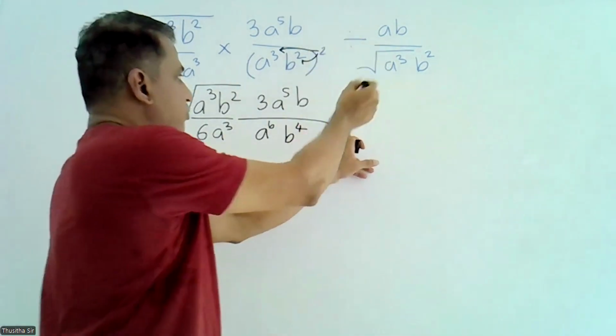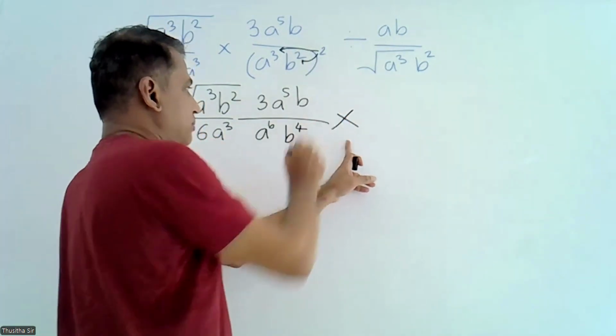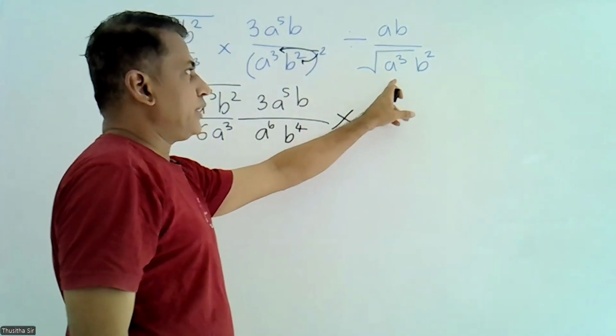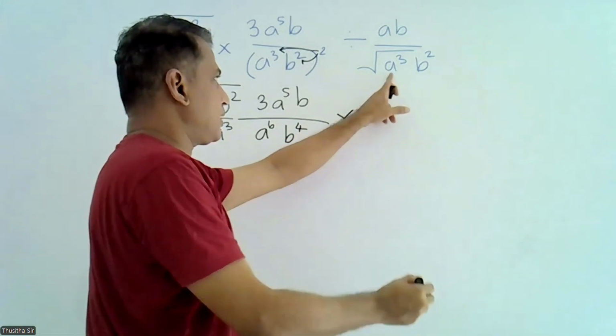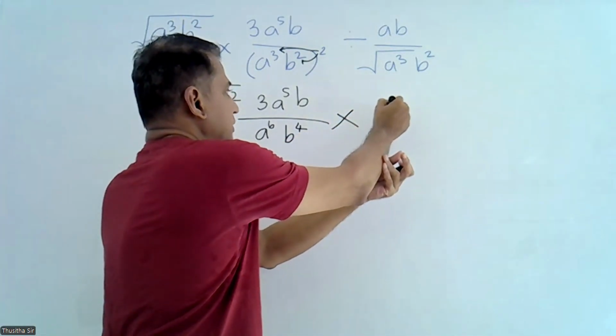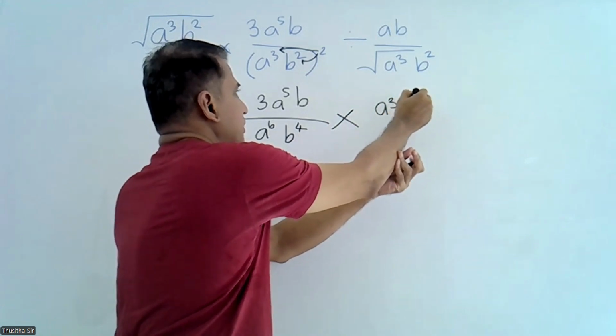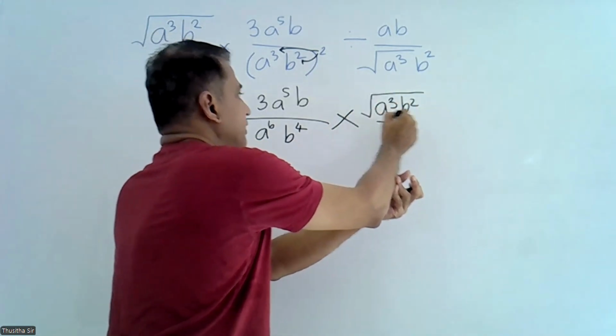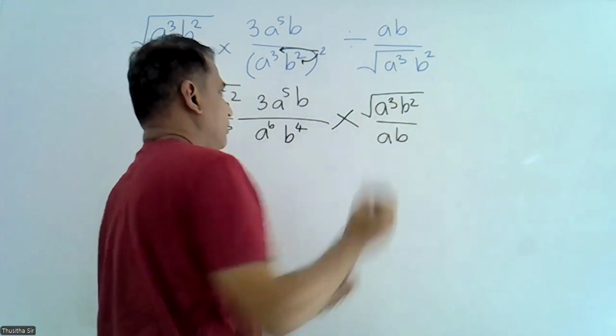Then as I did before, I change this to multiplying, and then I write the reciprocal of this. That means the bottom goes up, divided by AB.